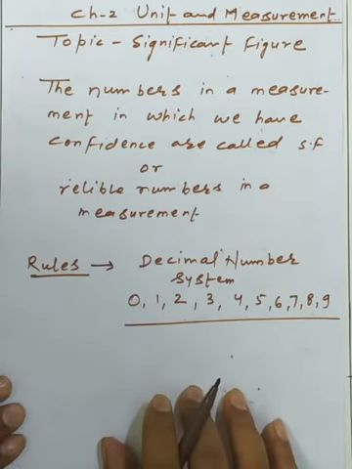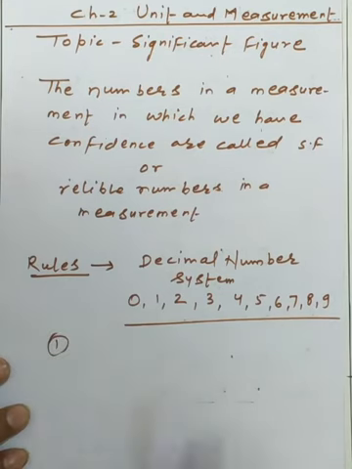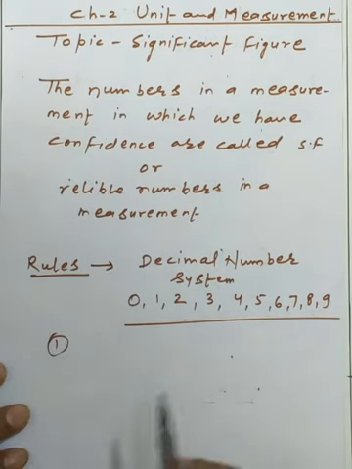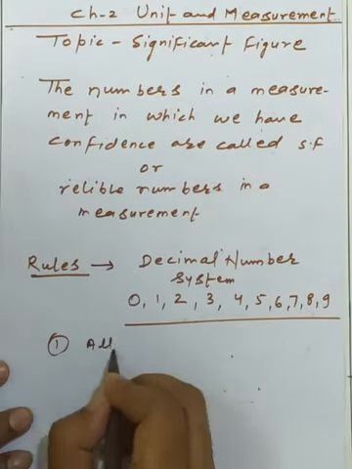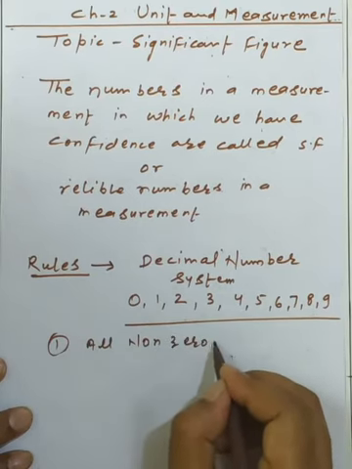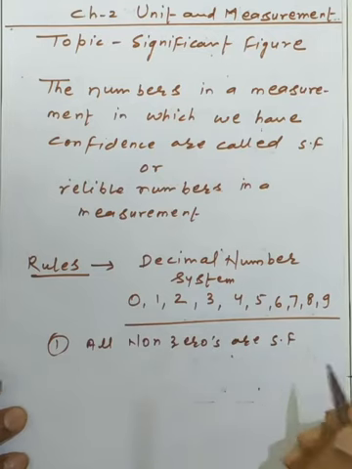Okay, now what is the first rule we have? In the decimal number system, all non-zeros are SF. This is one of the simplest rules we have.